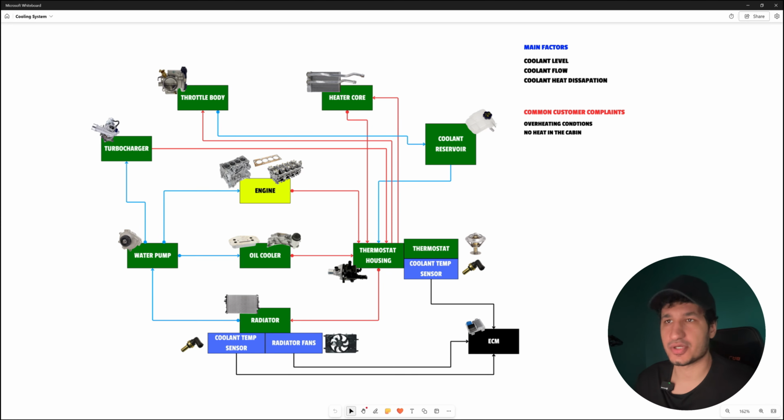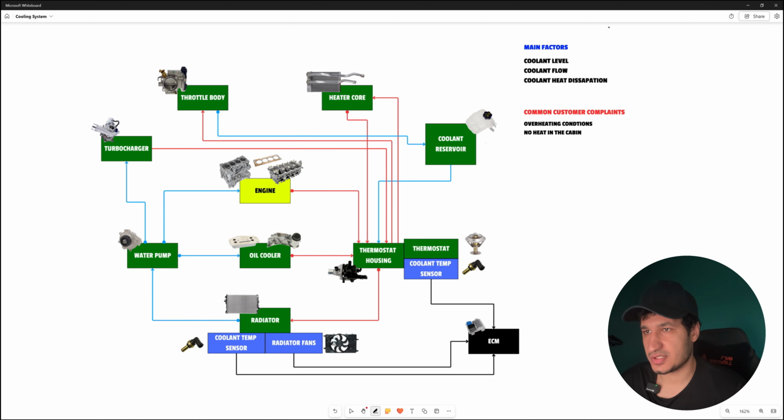All right, so in this video, we're going to go over the cooling system and how it works and how to diagnose most of its problems. All right, so this is a flow chart with all the components. So we'll go over them one by one.